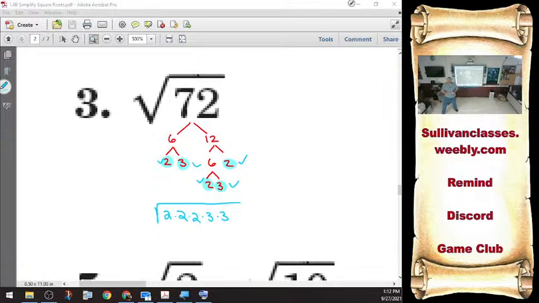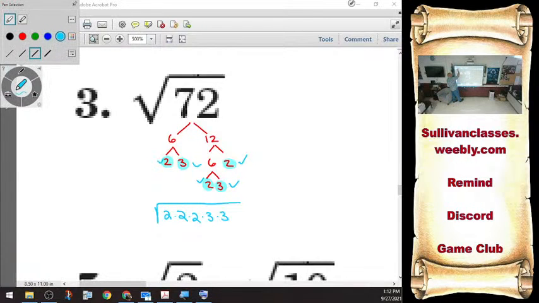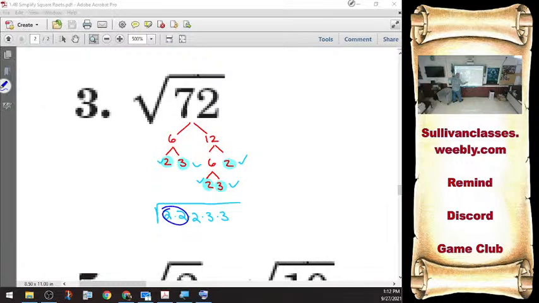And then circle pairs. I see a pair of 2s. One comes out. What else do we see? A pair of 3s. One comes out. Everyone who's outside of radical jail gets to party together. Everyone who's inside radical jail gets to party together. In this case, he's just all by himself. And that's it.